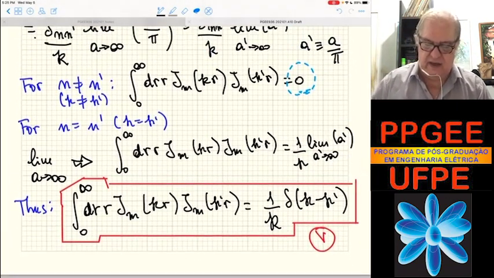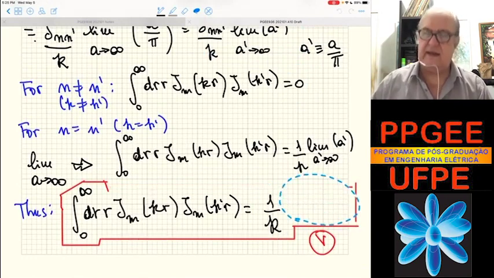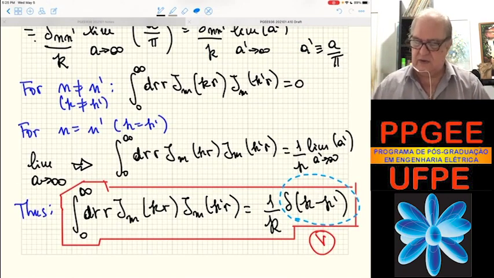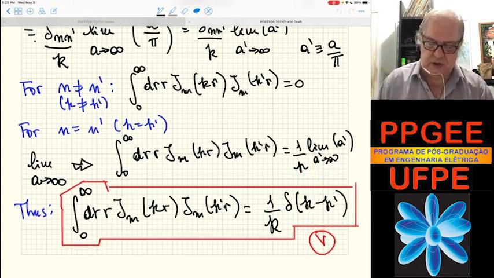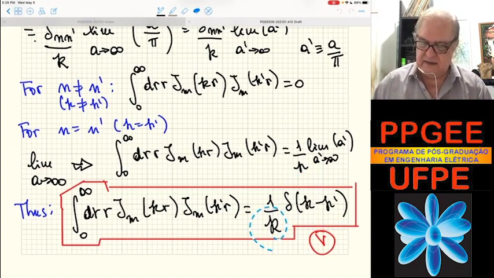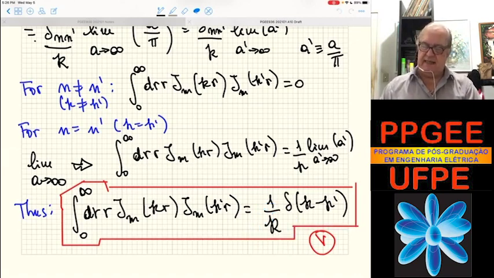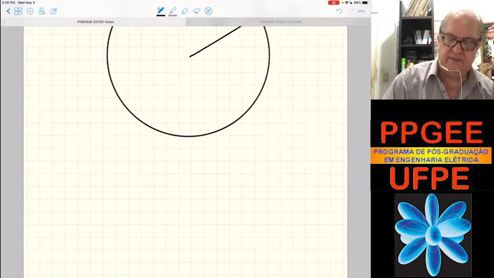So it means that we have this integral relationship, 1 over k delta of k minus k prime, because for k different than k prime the result is 0, and for k equals k prime, infinity divided by k. And this case is important to ensure the dimension. You see that the dimension of delta in k space is 1 over k, so the dimension of this factor here is 1 over k squared. So see, the dimension is important to consider.